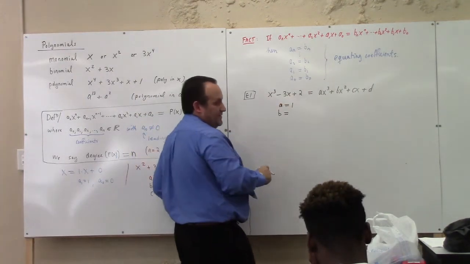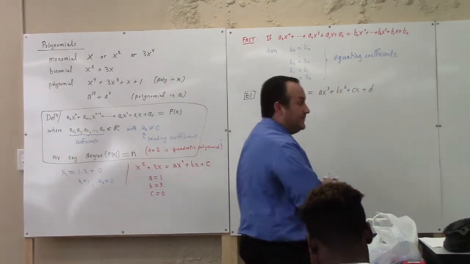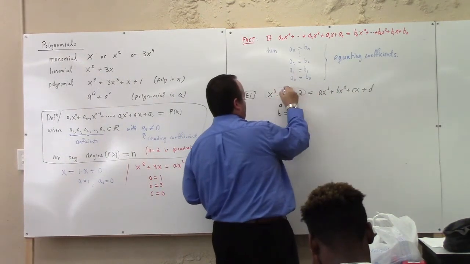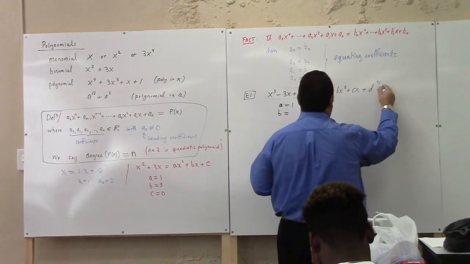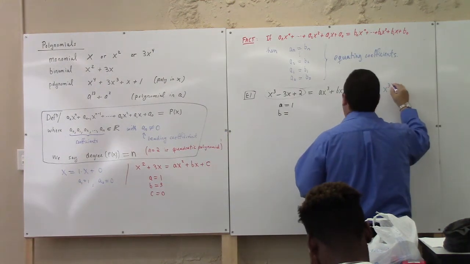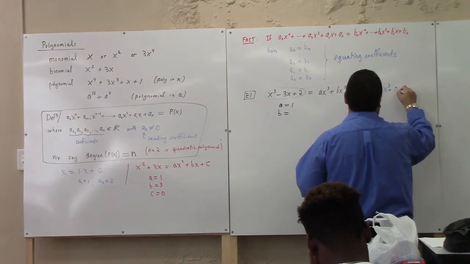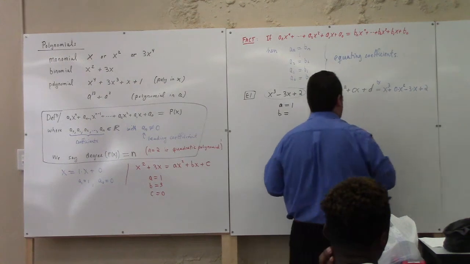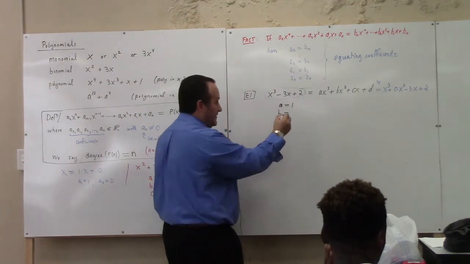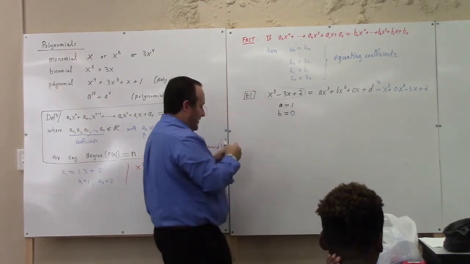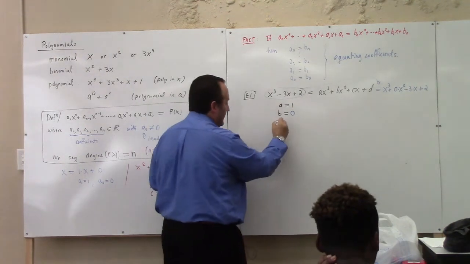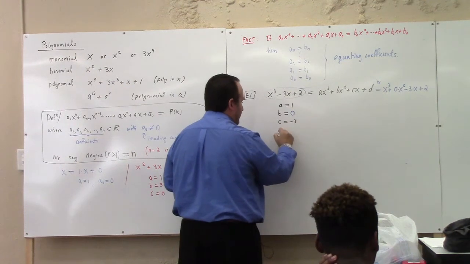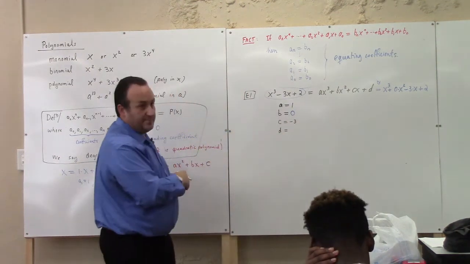Right, so to be explicit, let me write this over here just because I ran out of room. So this would be x cubed, right, plus 0 times x squared minus 3 times x plus 2. See, that was the trap. B is 0. Now what's c equal to? Yeah, c is equal to, what'd you say, minus 3? D is equal to 2. Very good.